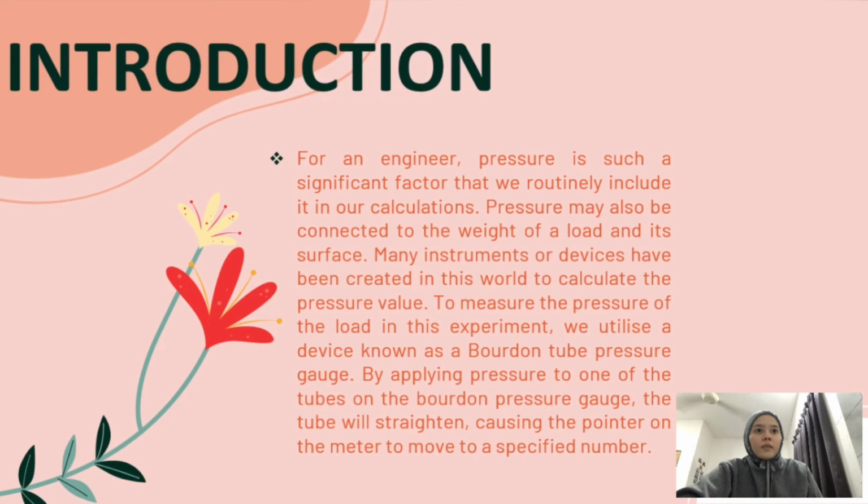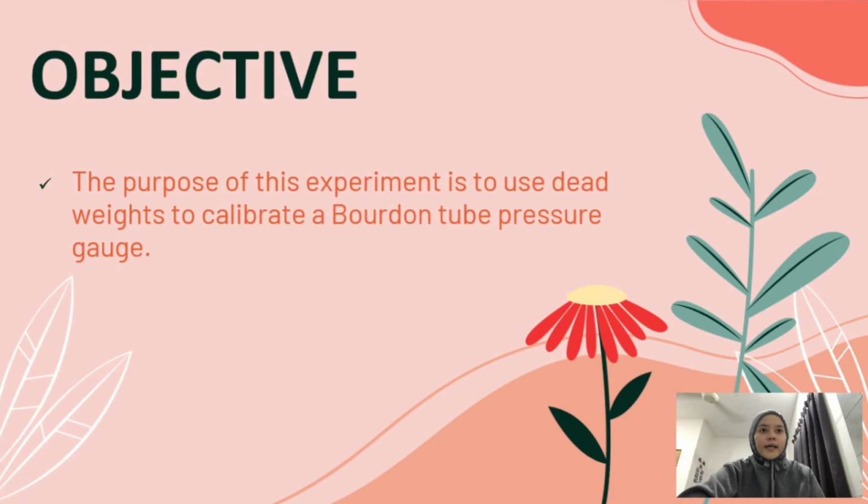By applying pressure to one of the tubes on the Bourdon pressure gauge, the tube will straighten, causing the pointer on the meter to move to a specified number. Move to the next slide. The purpose of this experiment is to use dead weight to calibrate the Bourdon tube pressure gauge.